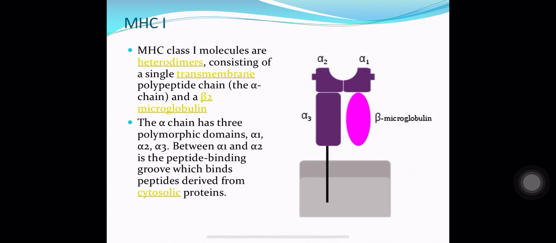Now let us have a look at the structure of the MHC1 molecule. The MHC1 molecule has two polypeptide chains. One is the alpha chain and the other is the beta chain. The alpha chain has three portions: alpha 1, alpha 2 and alpha 3, and the beta chain is beta 2 microglobulin. The alpha 1 and alpha 2 regions of the alpha chain join together to form a groove, and this groove is known as the peptide binding groove. In this groove, between alpha 1 and alpha 2, the antigenic peptides, the antigenic fragments, will bind.